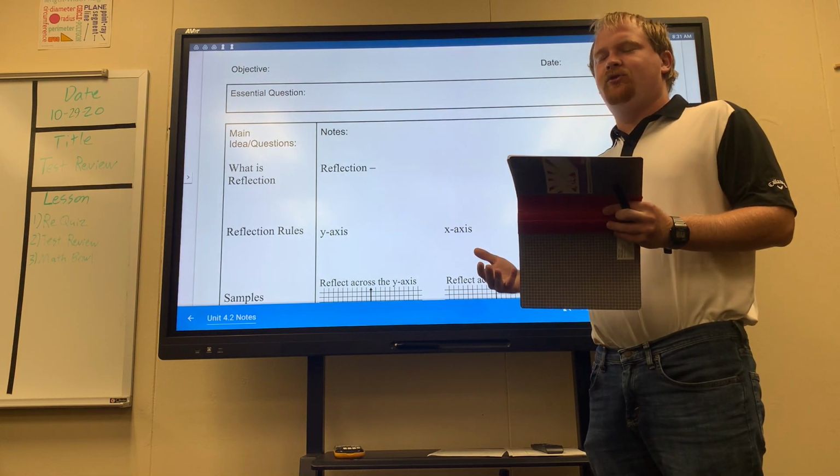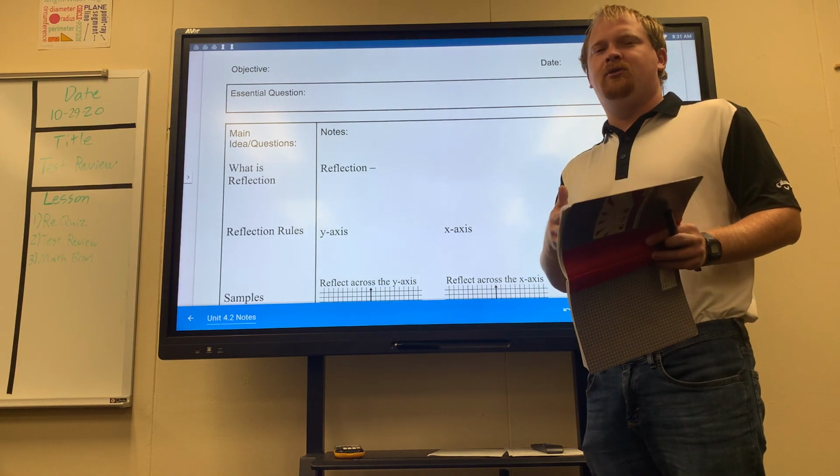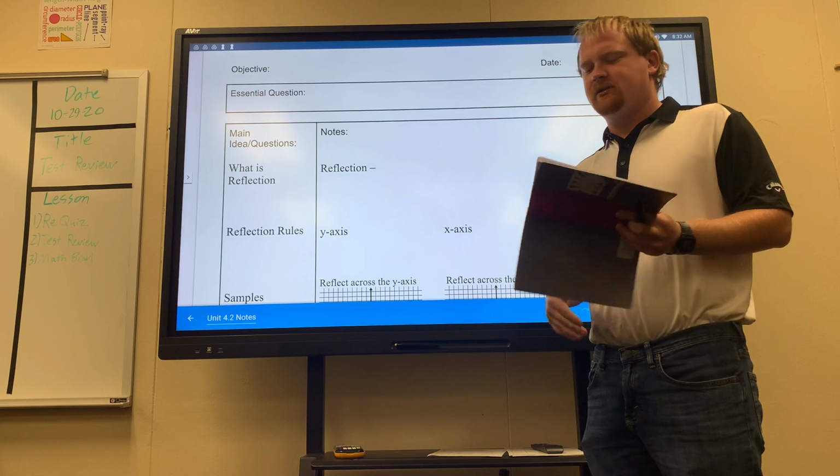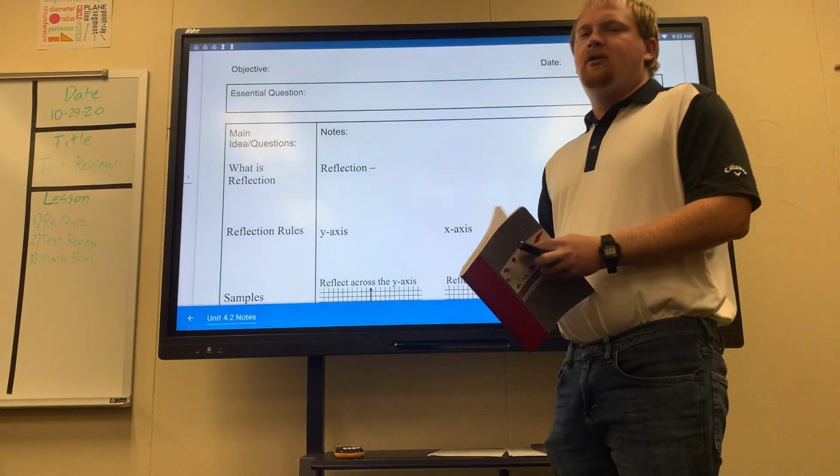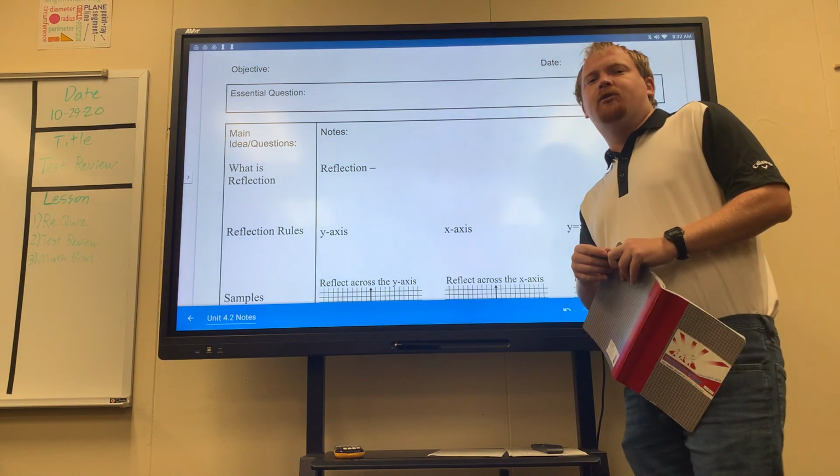It's a different type of transformation as opposed to what we talked about yesterday with translation. Okay, but reflection is pretty simple in its own way.